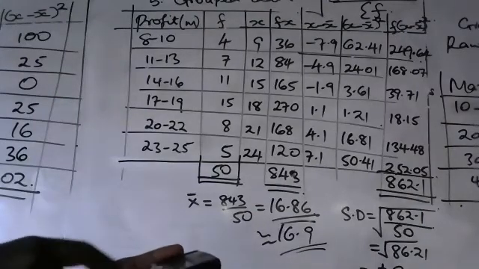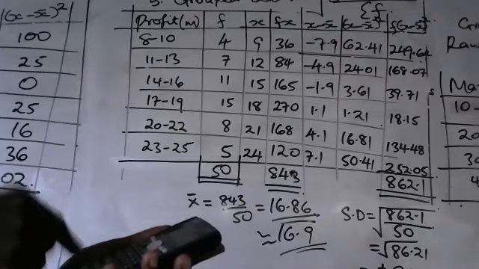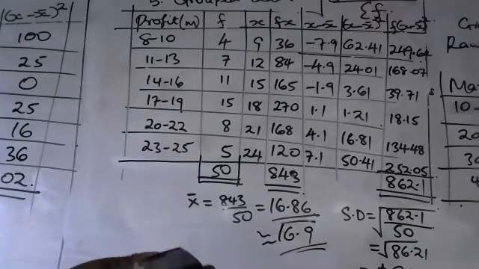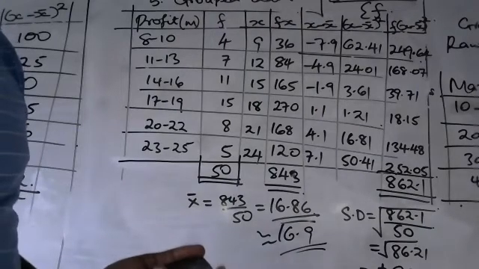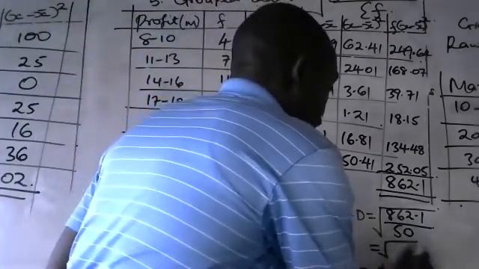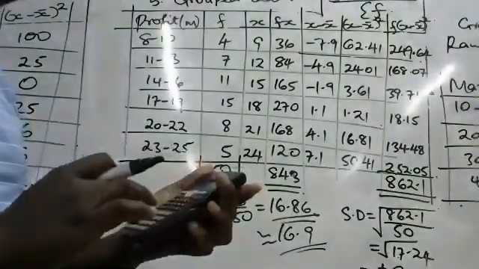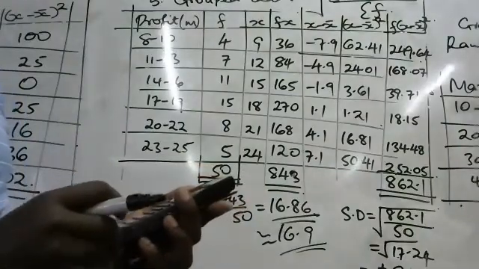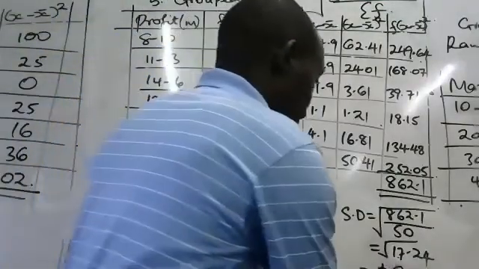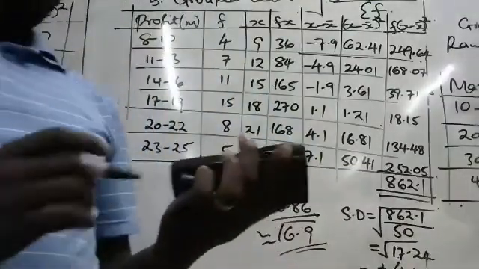Okay. 862.1 divided by 50. Actually, it is true, 17.24. So we take the square root of that. The root of that answer is 4.15.